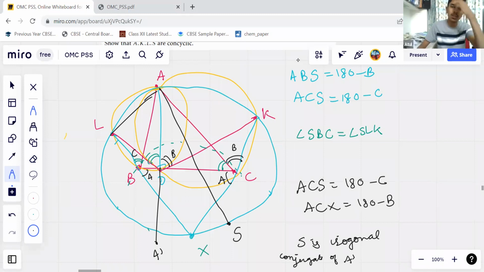So how is this evident? I think this should just mean S lies on BCX. Okay, that's probably a more direct way. 180 minus B, 180 minus C. AB dash should be like 2B, right?